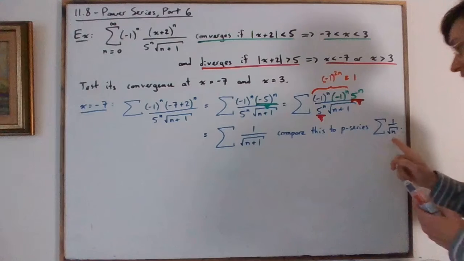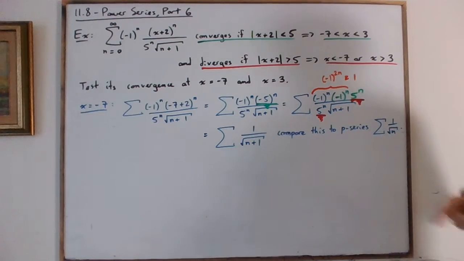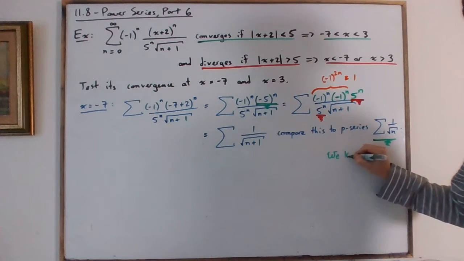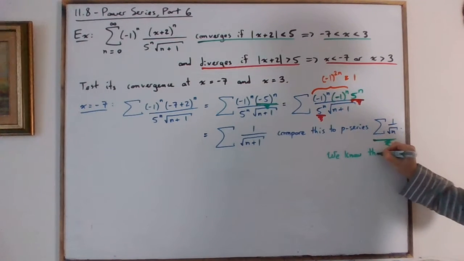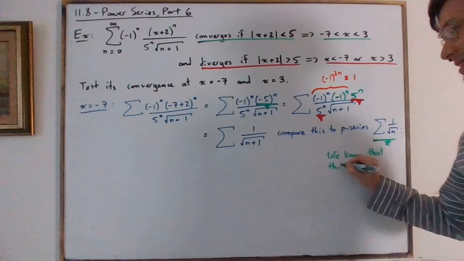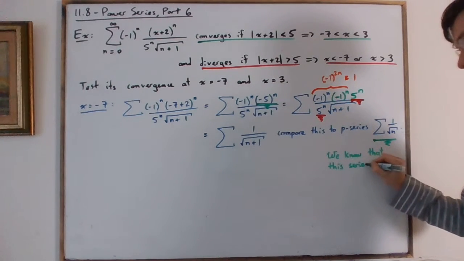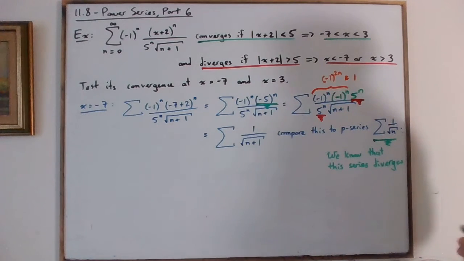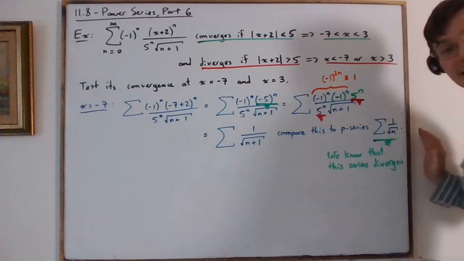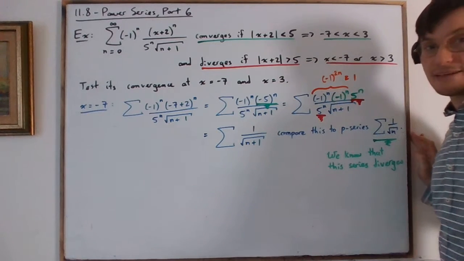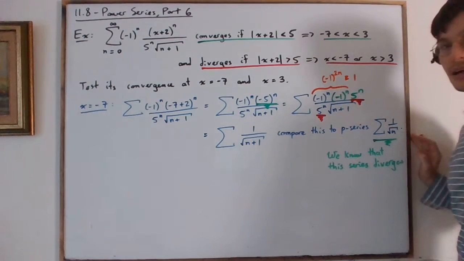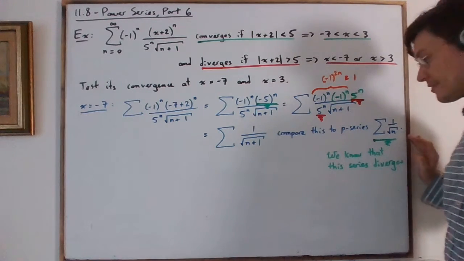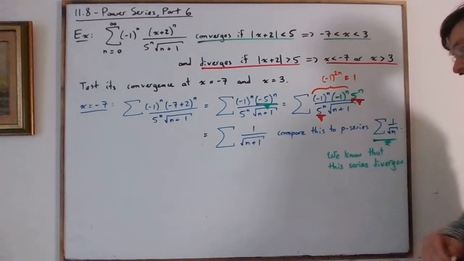Now, we know that this series diverges. Basically, anything that's bigger than 1 over n will diverge. Anything that's smaller than 1 over n will converge. If it's exactly 1 over n, it also diverges. So we know that this series diverges.